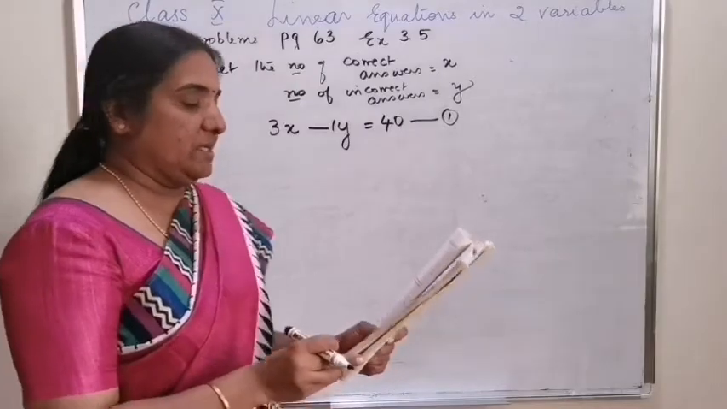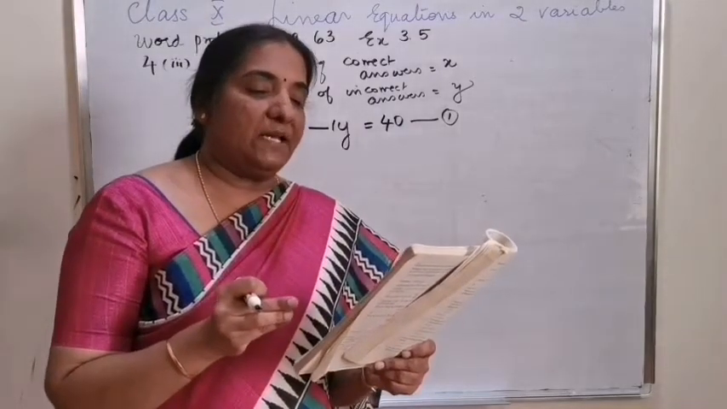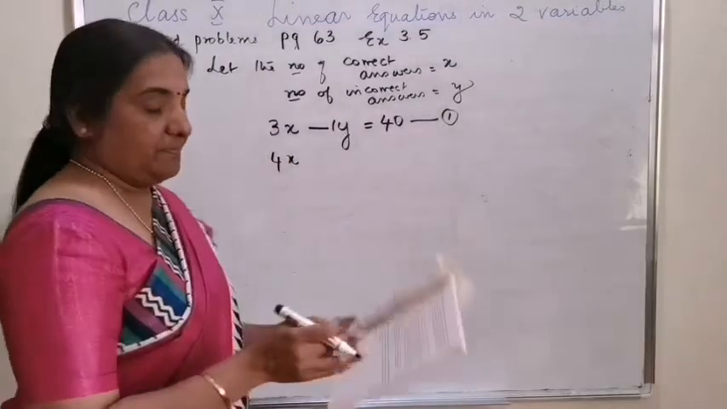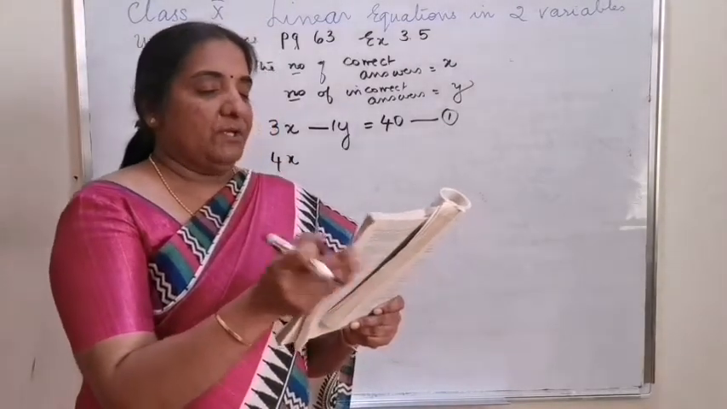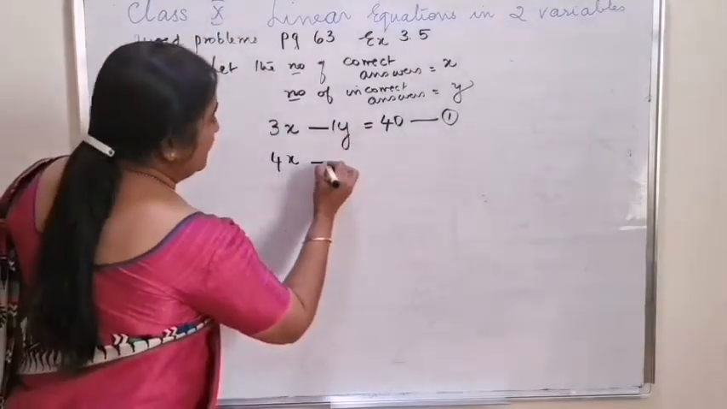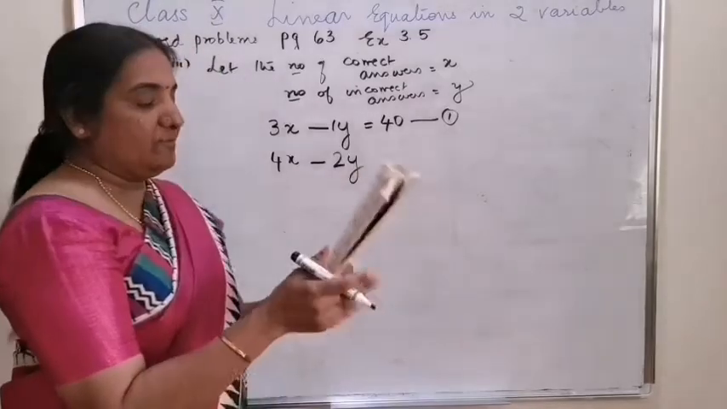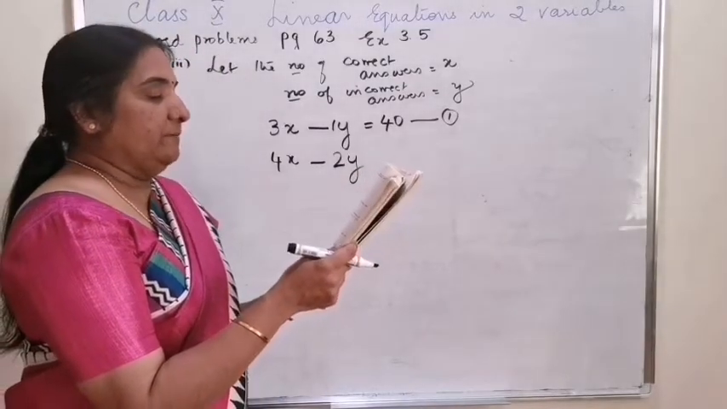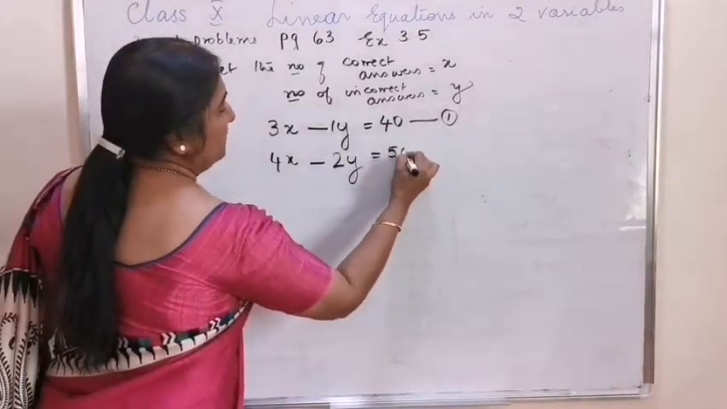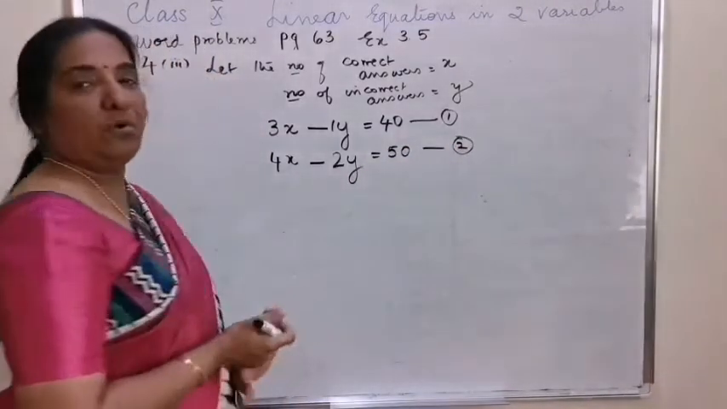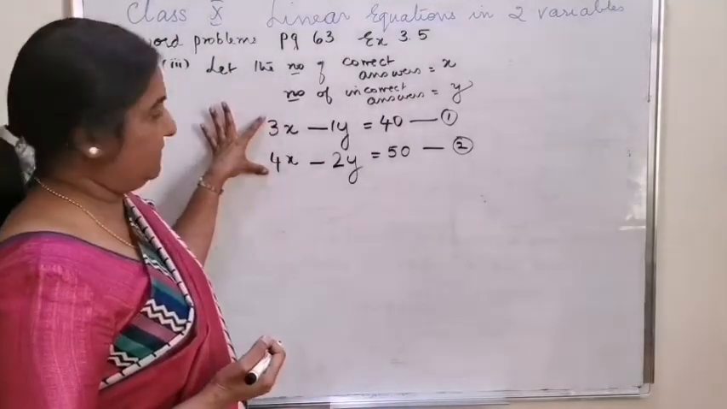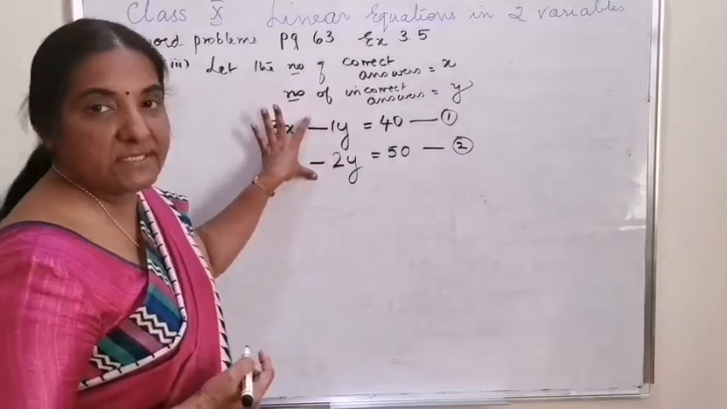The second equation is, had 4 marks been awarded for correct answer, that means 4x, and 2 marks have been deducted for the incorrect answer, then he would have scored 50 marks. This is how you will form the equation. When it is a gain, it is positive. When he is losing marks, it has to be subtracted.